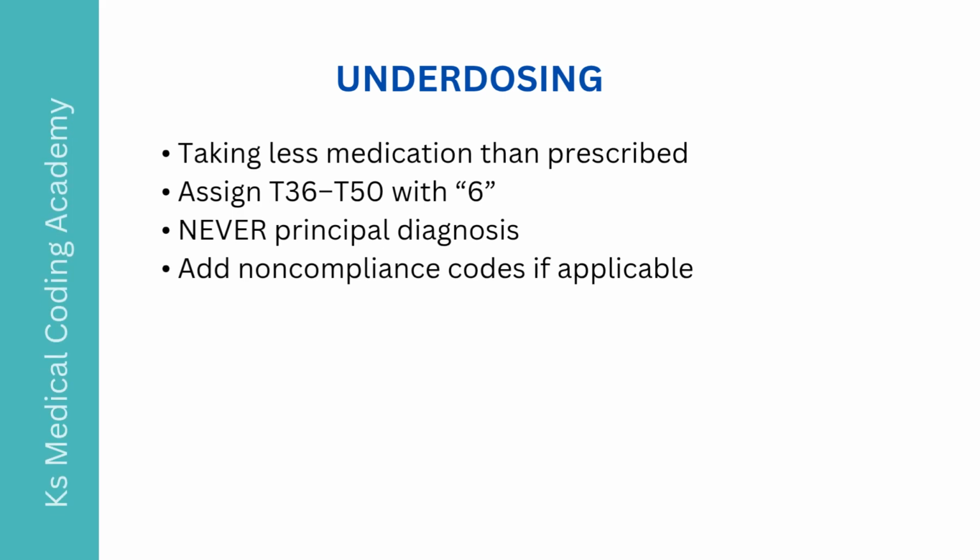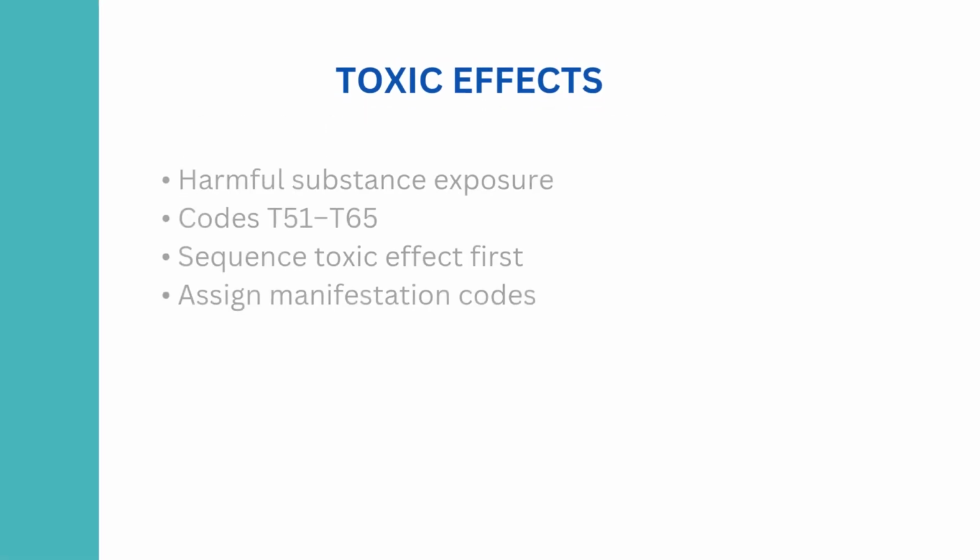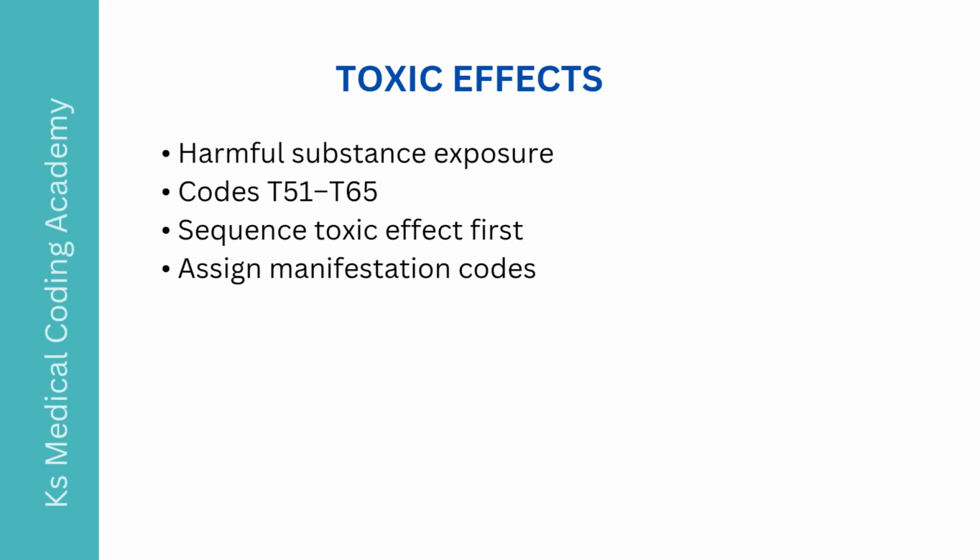Underdosing. Underdosing occurs when the patient takes less medication than prescribed, or stops medication without provider instruction. Assign the T code with character 6. Underdosing codes are never principal diagnoses. Toxic effects. Toxic effects involve exposure to harmful substances. Code the toxic effect first, then assign codes for all associated manifestations.